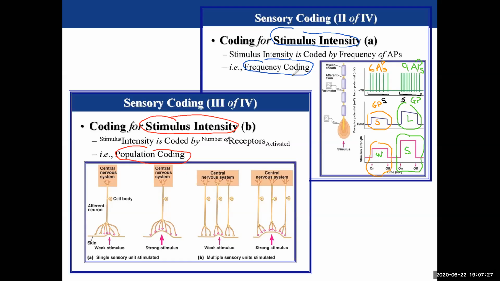So frequency coding is the exact number of action potentials being produced at the trigger zone per unit time. And we call it frequency coding. And that contains information about the strength of a stimulus. And we call it stimulus intensity. So that's for frequency coding.